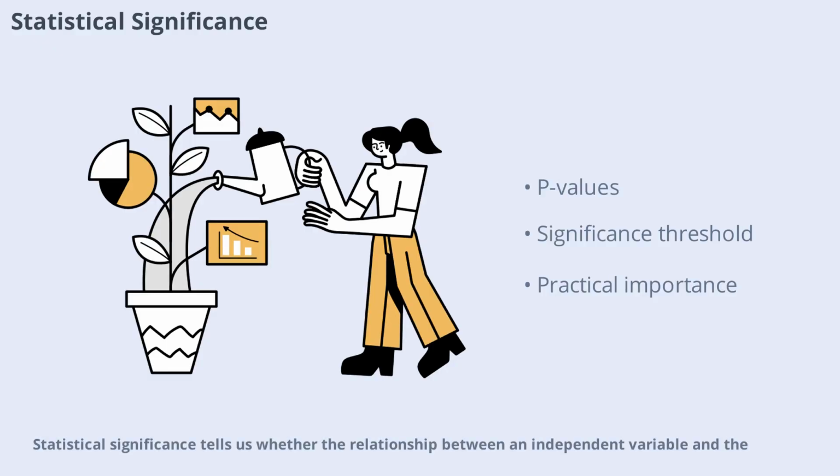Statistical significance tells us whether the relationship between an independent variable and the dependent variable is likely to be genuine or just due to random chance. This is usually assessed using p-values. A small p-value, typically less than 0.05, suggests that the predictor has a significant effect on the outcome. However, statistical significance does not always mean practical importance, so always consider the real-world context.